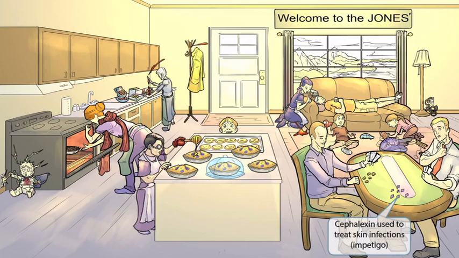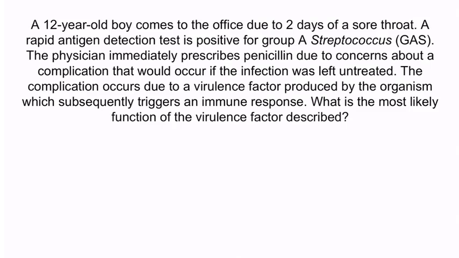Okay, now that we've covered the image, let's do a question. A 12-year-old boy comes to the office due to 2 days of a sore throat. A rapid antigen detection test is positive for group A streptococcus. The physician immediately prescribes penicillin due to concerns about a complication that would occur if the infection was left untreated. The complication occurs due to a virulence factor produced by the organism, which subsequently triggers an immune response. What is the most likely function of the virulence factor described?